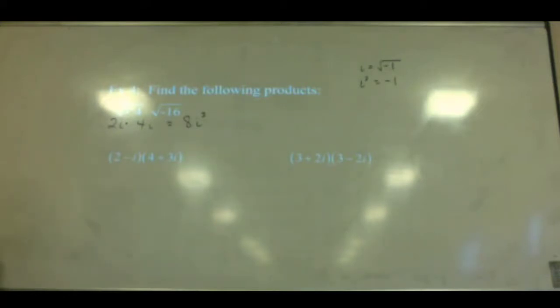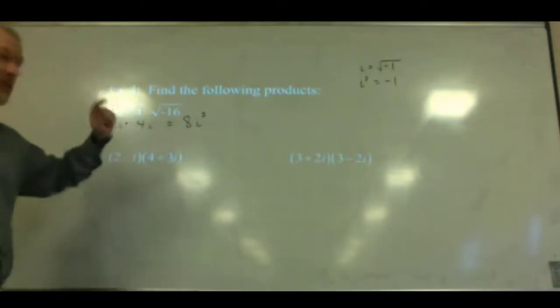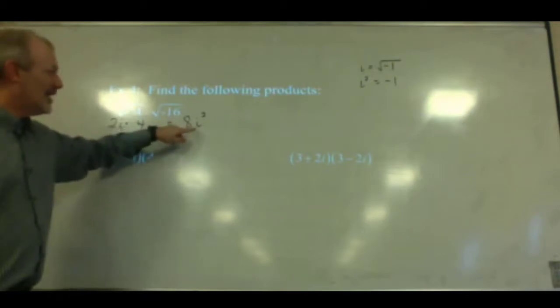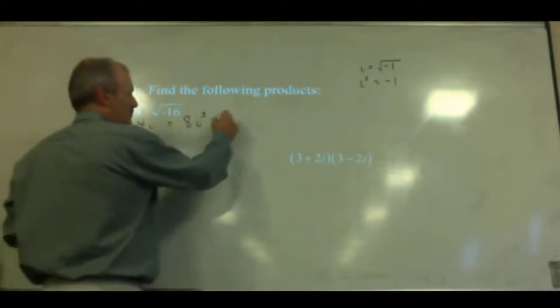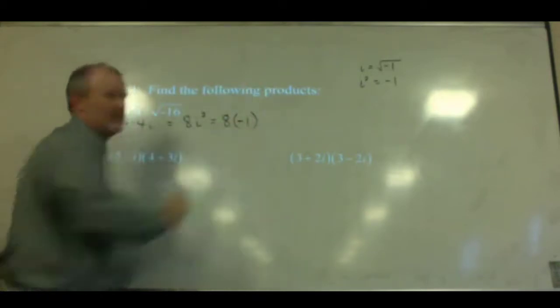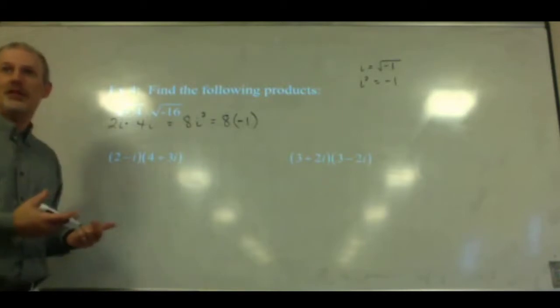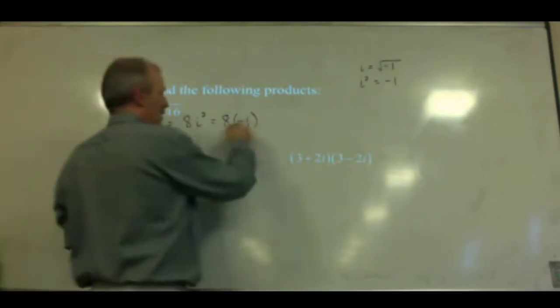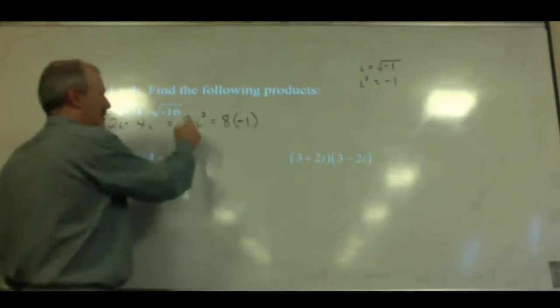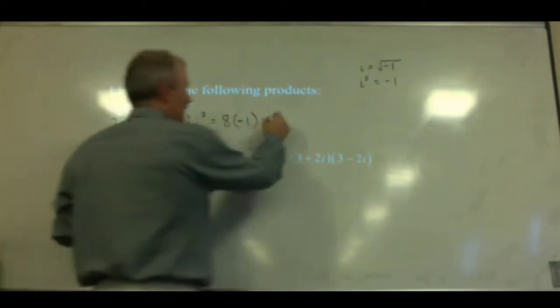Okay? And this is, like I say, the one time it acts differently than an x, because in x's, you don't just replace x's with other numbers randomly. So right here, this becomes 8 times negative 1. The i squared is replaced with negative 1. So then we just multiply, because this is multiplication, right? 8 times i squared. So 8 times negative 1 is negative 8.